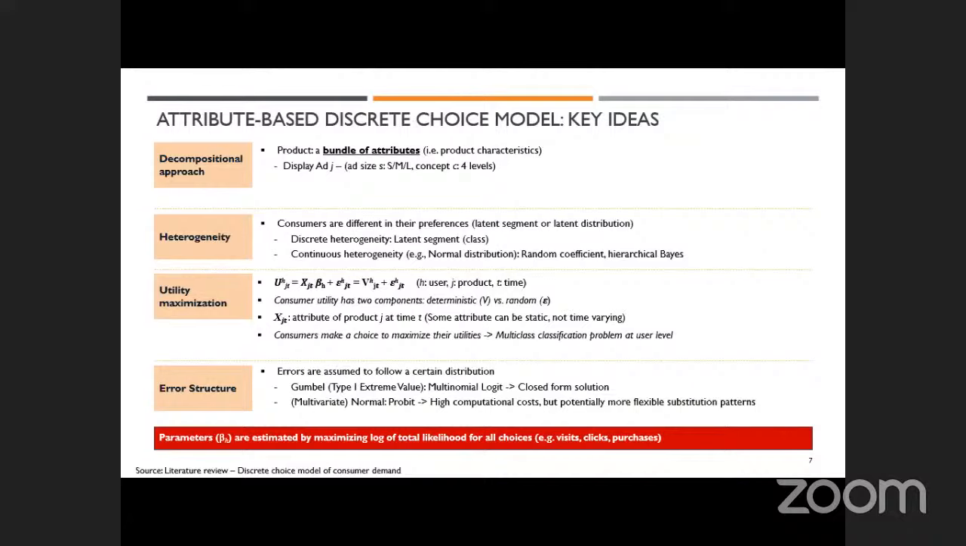And the second key construct is so-called heterogeneity, right? In marketing 101, everyone knows that consumers and users are very different in terms of what they like. So this modeling framework allows you to incorporate the difference in consumer behavior, either assuming some groups, which is called discrete heterogeneity or latent segment or latent class, or assuming some continuous distribution like a normal distribution. In that case, it's called hierarchical Bayes or random coefficient, right? Usually this estimation can happen through a Bayesian framework, or you can use maximum likelihood with some mixed effect specification to estimate the group level or the individual level heterogeneity for certain aspects.